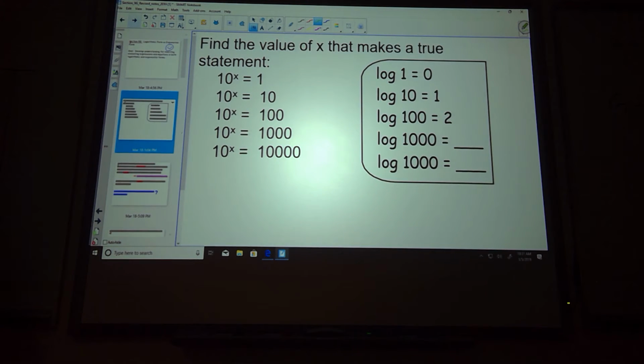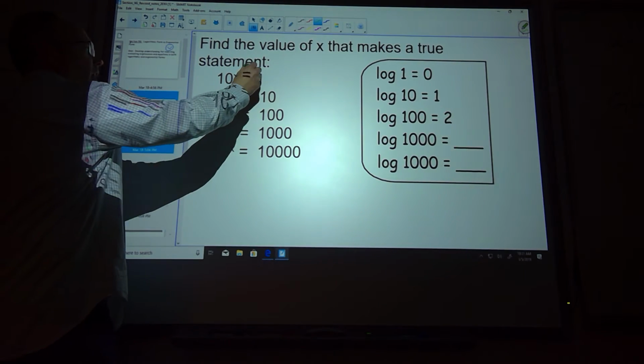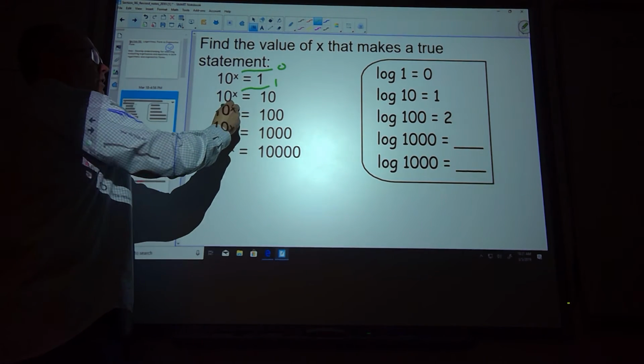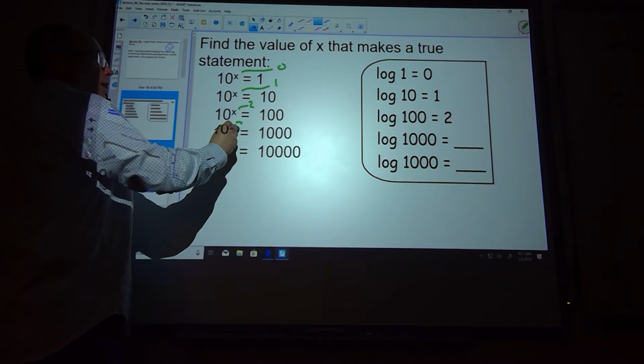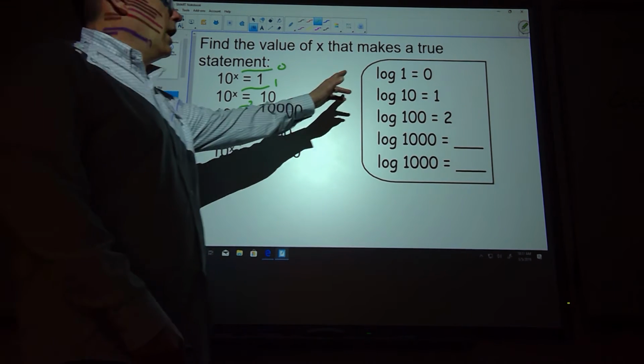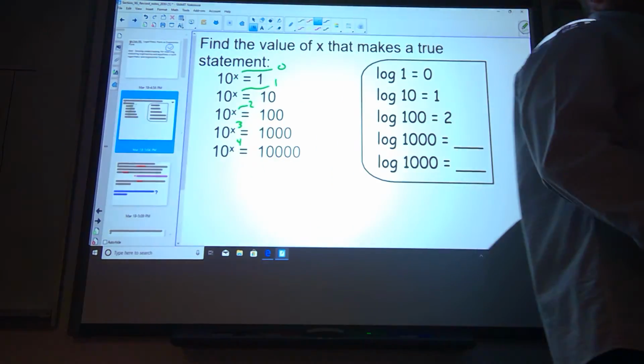All right, so 10 to the x equals 1. Well, this would have to be a 0. This would have to be a 1, 10 to the first is 10. This would have to be a 2, a 3, and a 4. Do you agree with that? Then, when you see log just as it is, log is in base 10 form.